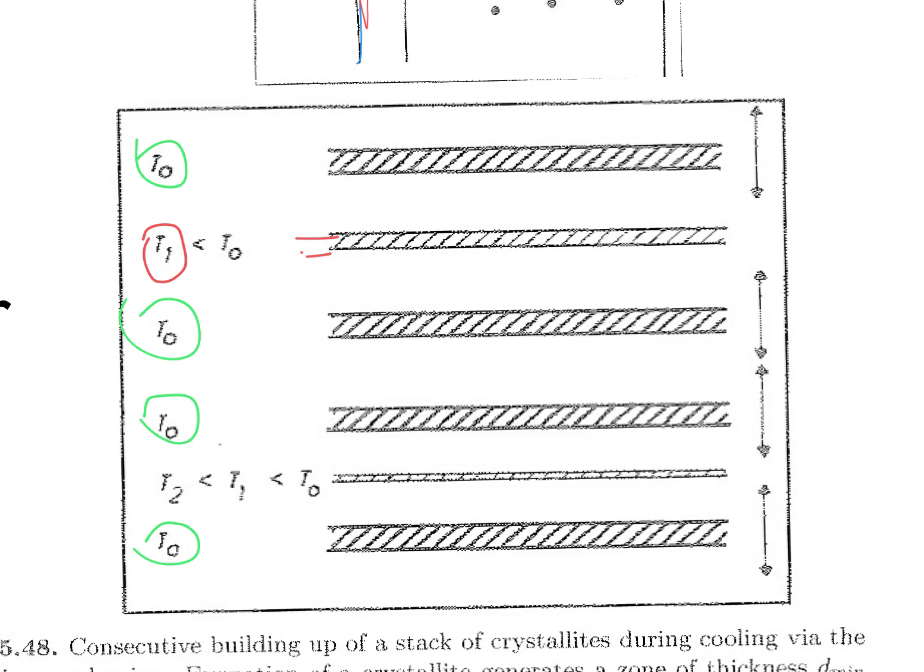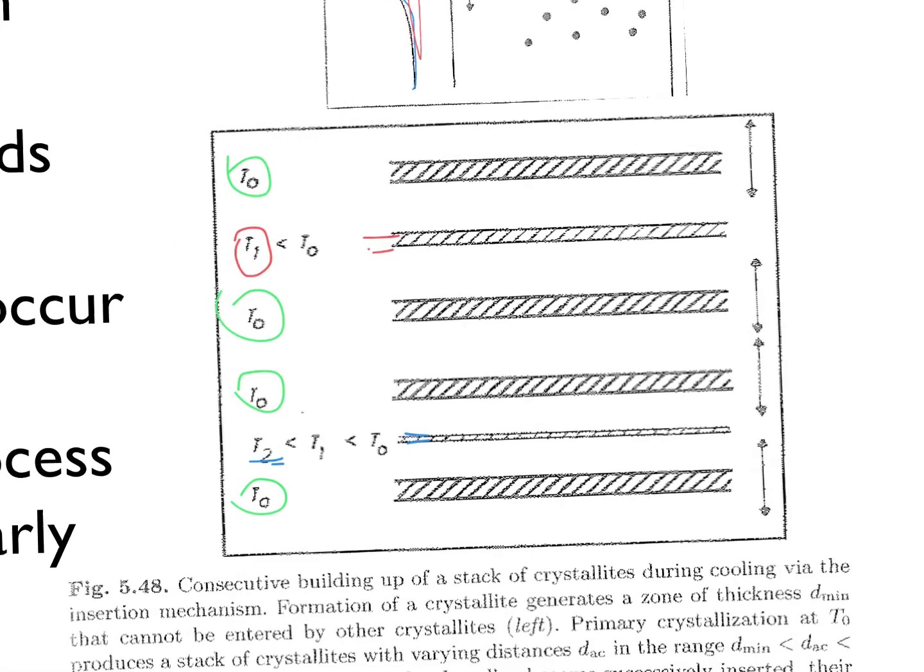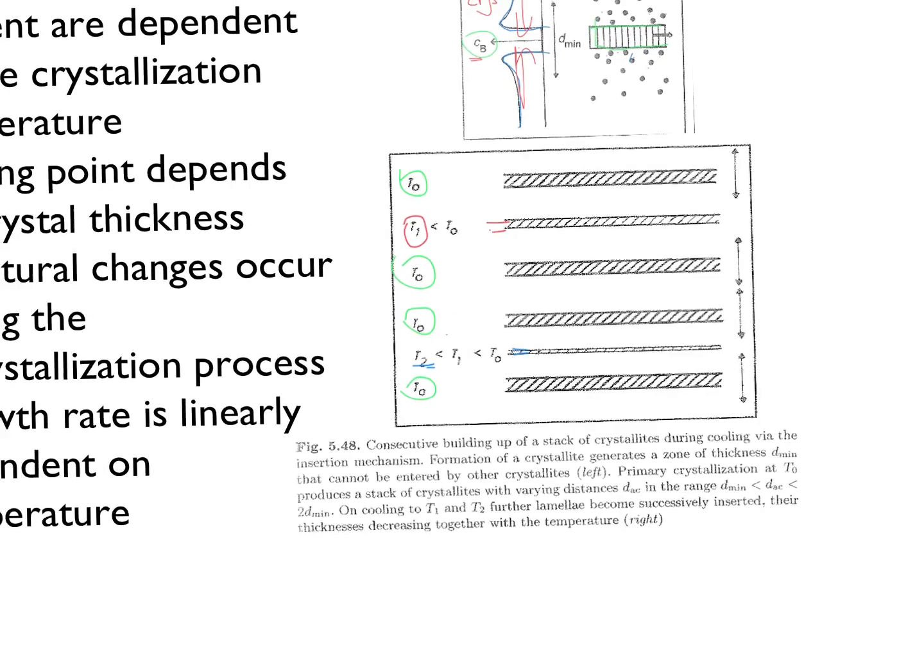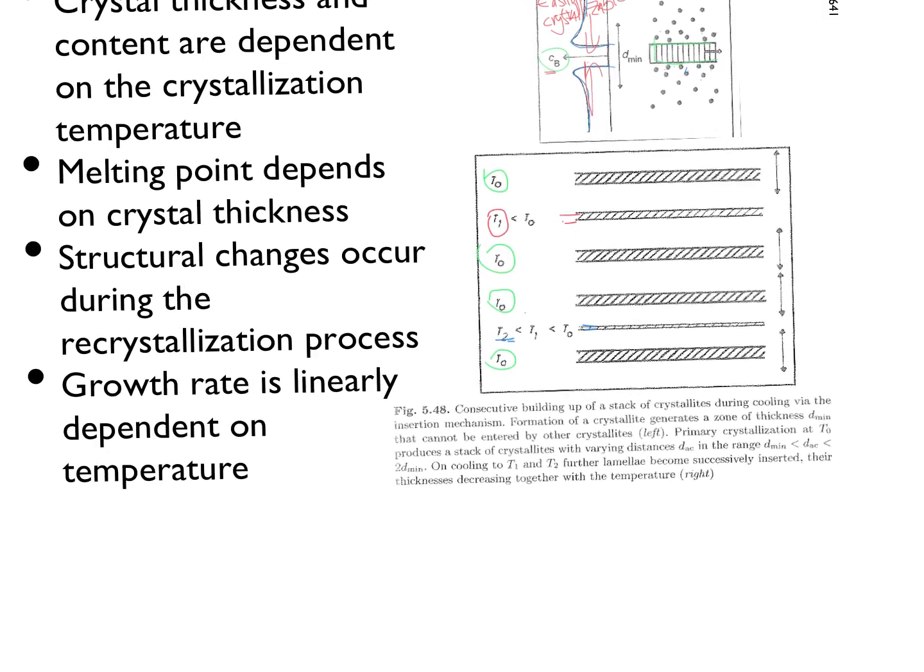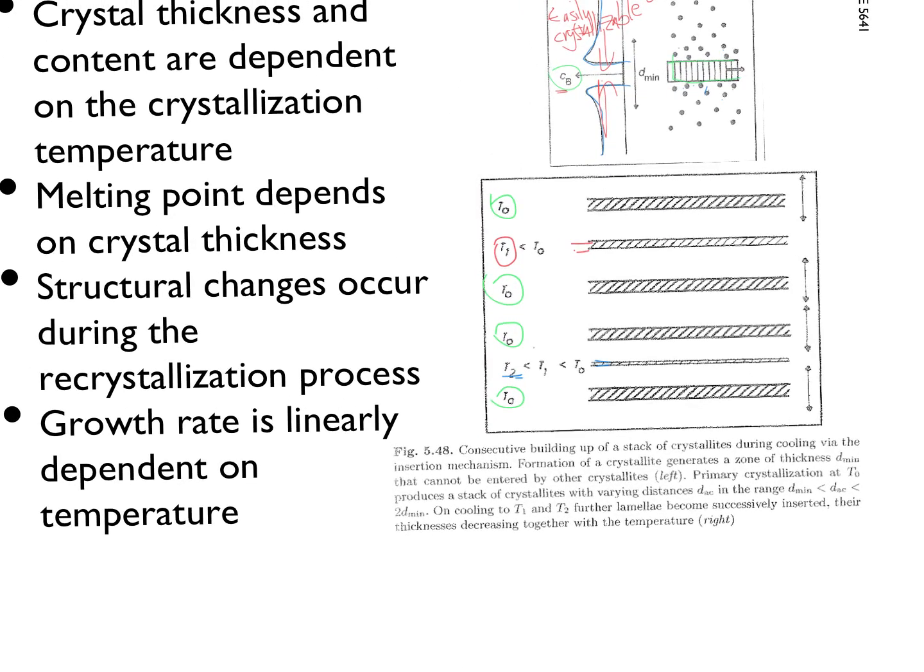And then we go even further, we go to T2, and we get even thinner crystals. So T0 gives us the thickest crystals, T1 is the next thickest, and then T2 is the thinnest on this particular plot. And this all has to do with the available thermal energy in these systems. It determines how thick the crystals are, just like what we talked about last time, but all these things are happening in the same structure.